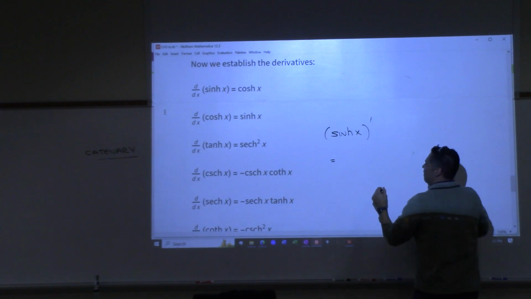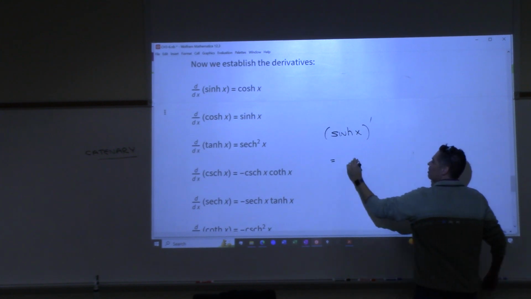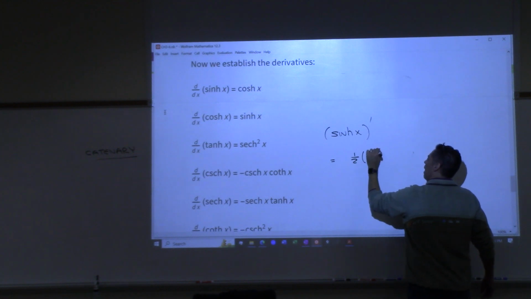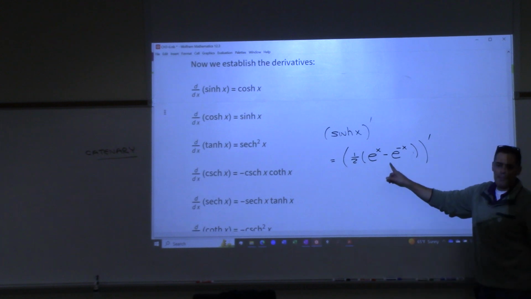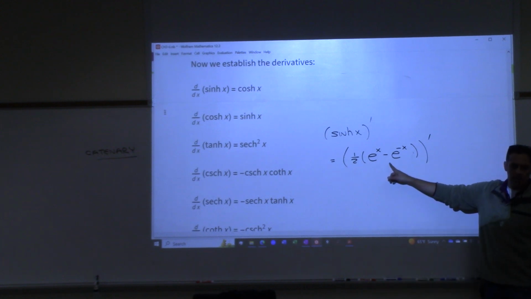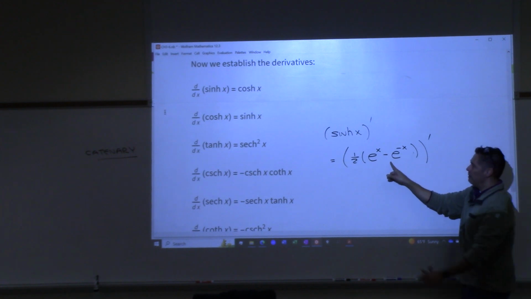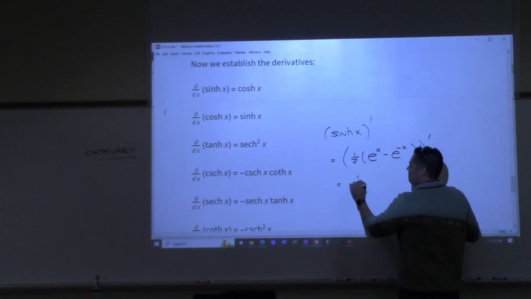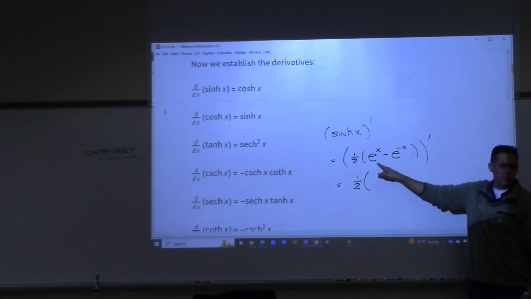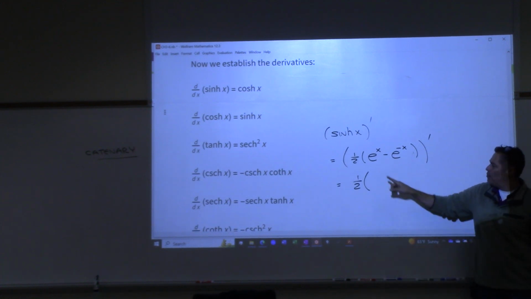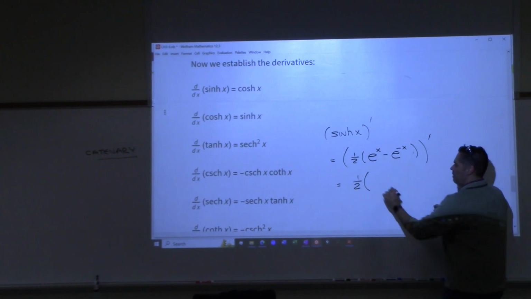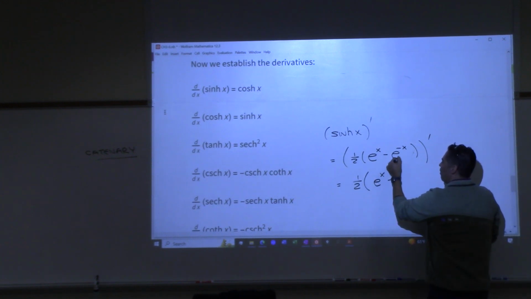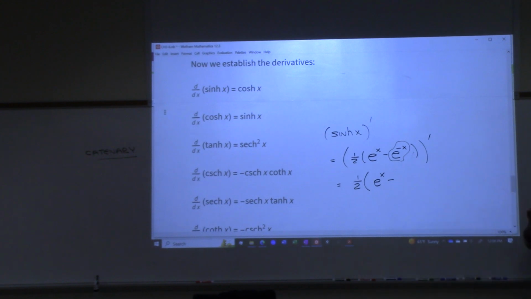The definition of sine hyperbolic is 1/2 (e to the x minus e to the negative x), right? That is the definition of hyperbolic sine. I'm going to take the derivative of this right now. So 1/2 comes for the ride. And then I take the derivative of each of these two terms independently. What's the derivative of e to the x? Itself. Minus. Now, what's the derivative of e to the negative x? Be careful. Itself times -1, right? Chain rule.